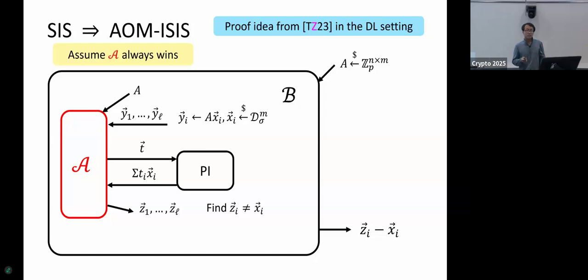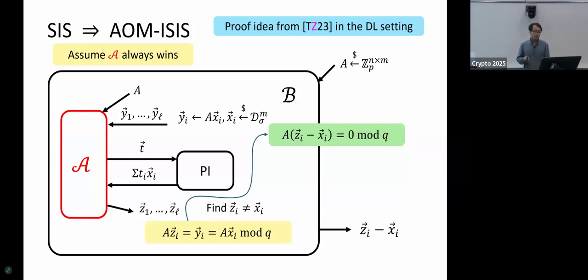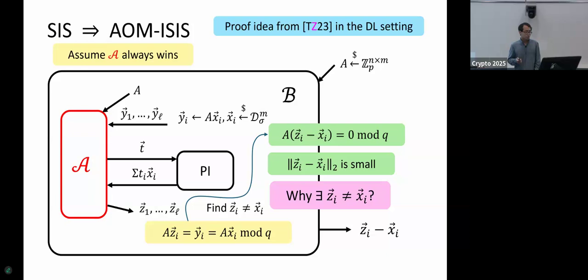It's not hard to see that this z_i minus x_i would be a valid SIS solution. First, we know A times z_i is equal to y_i, which is equal to A times x_i mod q. Therefore, A times (z_i minus x_i) would be 0 mod q. Also, this vector is short because both z_i and x_i are short. So the only problem left here is how we can show there exists such a z_i that is not equal to x_i.